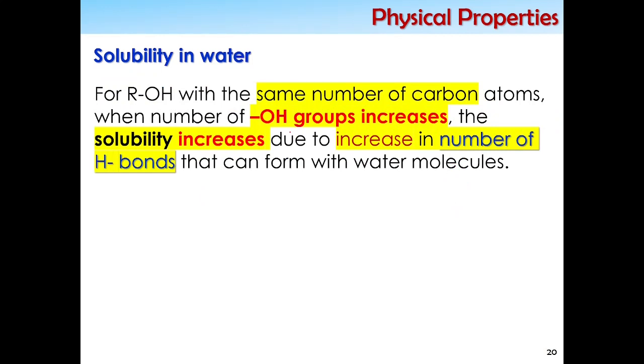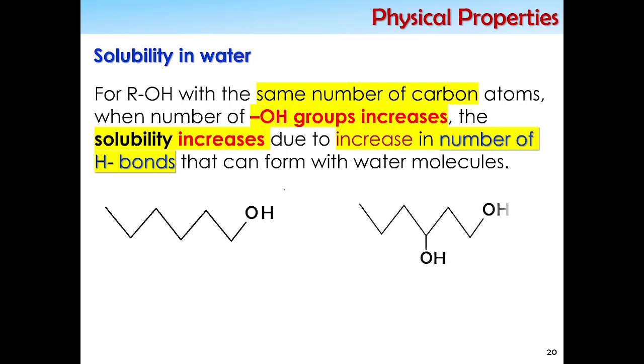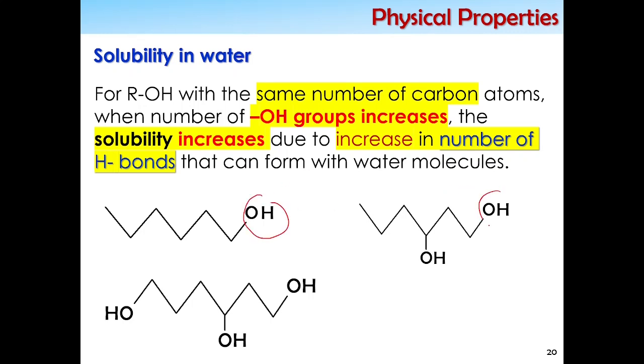Okay, next one, solubility in water. This one is about the same number of carbons. For example, let me draw the structure. Here you have one hydroxyl group, this one you have two hydroxy groups, and this one you have three hydroxy groups. So the higher the number of hydroxy groups that you have, the more soluble it is in water. This one has two, whereas this one has three.